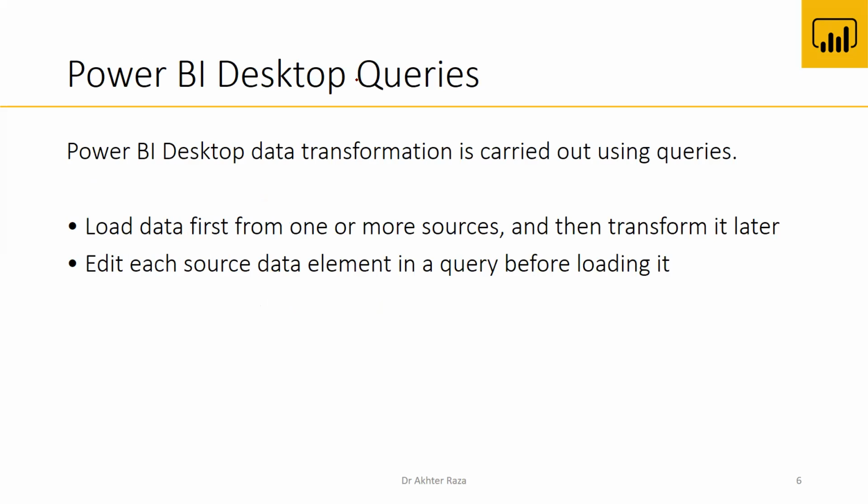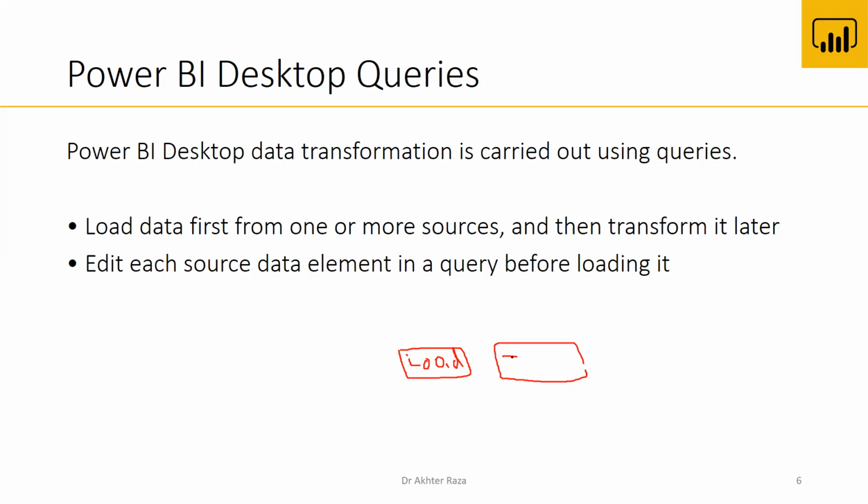For Power BI Desktop queries, we have to load the data first from one source and transform it later. That is one option. At the time of opening a data source, we have two buttons. One option is the load button, and the other option is the transform button. If I click on the load button, the data will be loaded into Microsoft Power BI, and we can transform it later on.